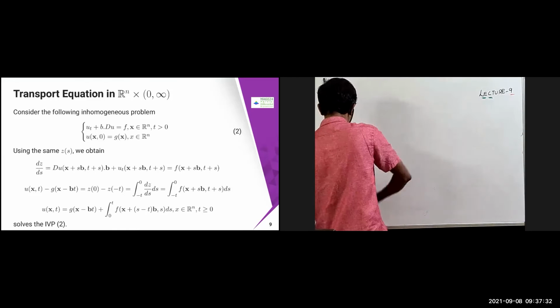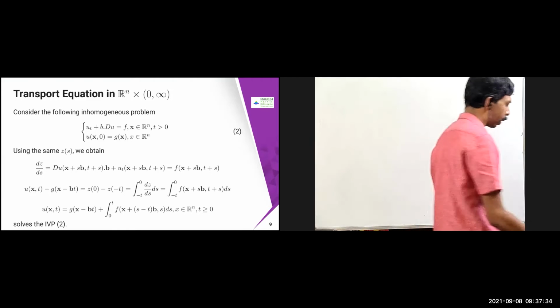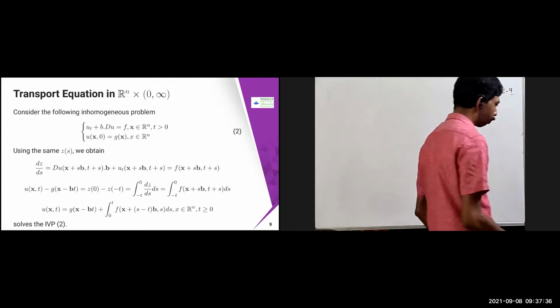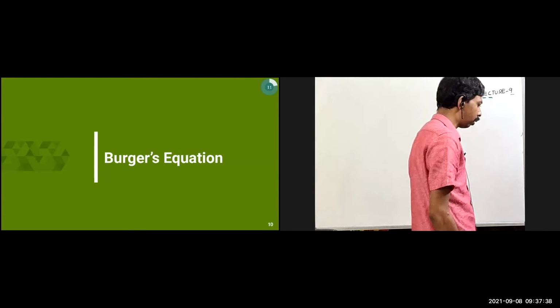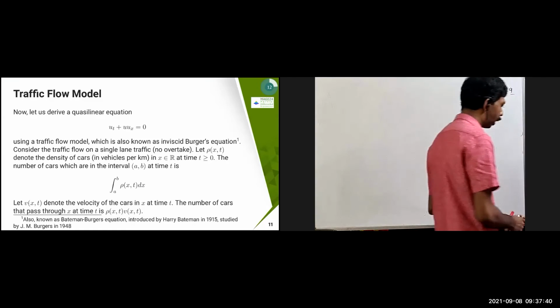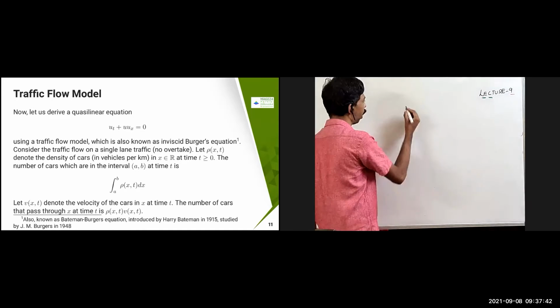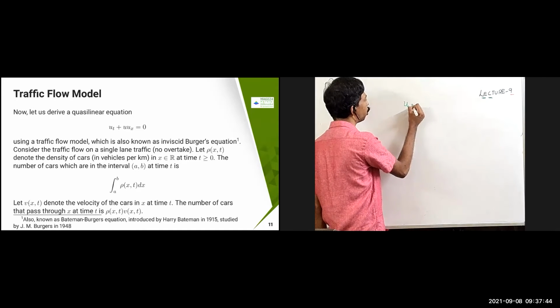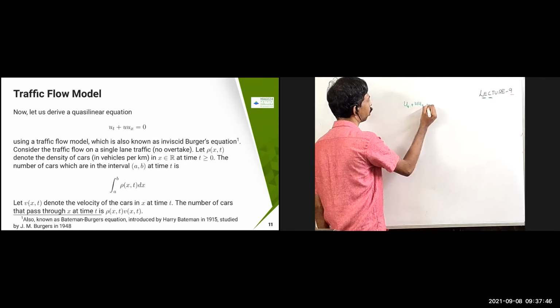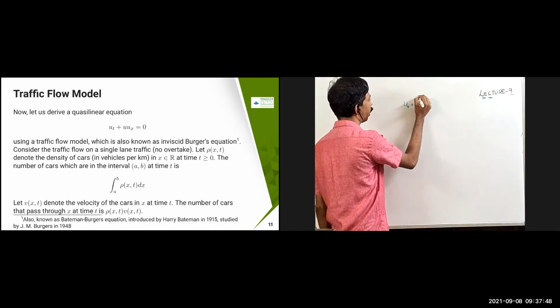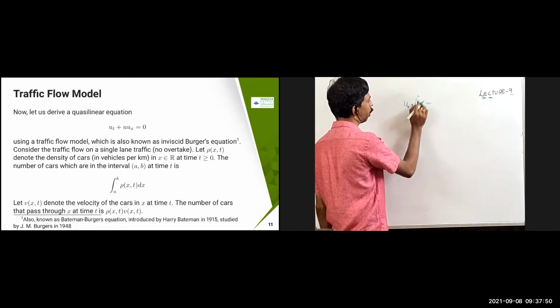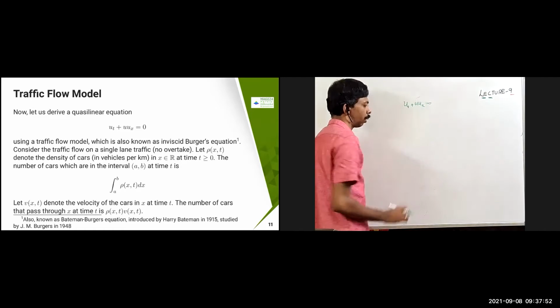In this one, what we are going to do is derive a similar kind of equation. Let us see this one, Burgers' equation. So now we are going to derive this quasi-linear equation called u t plus u u x equal to 0. So in the transport equation here it was c. In Burgers' equation it is going to be u. Okay, that's what we are going to discuss.